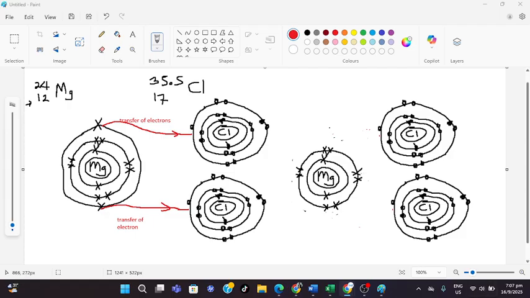So what's gonna happen here? Now, magnesium. What do you think the charge on magnesium is? It lost 2 electrons. What do you think the charge on magnesium is? Plus 2. Yes, that's correct. So magnesium lost 2 electrons.